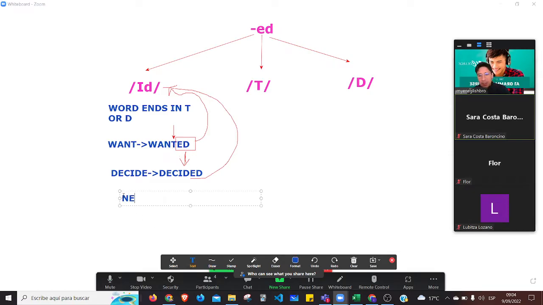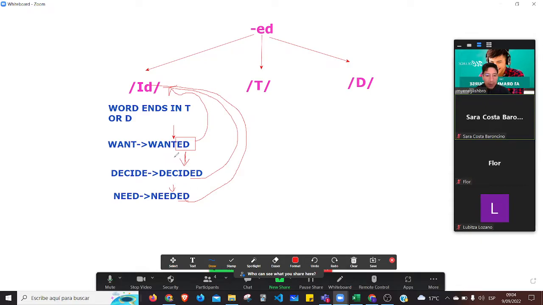What about this one? You have need. You say need. Le agrego ed. Antes de la ed hay una d. Por lo tanto, ¿cómo se va a pronunciar esta ed? Sí. ¿Cómo sería entonces? Needed. Needed. Decided. Wanted.